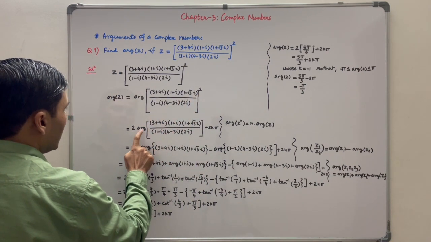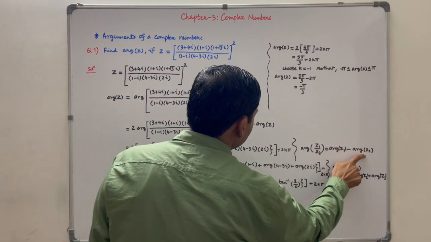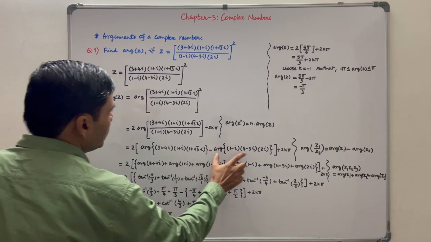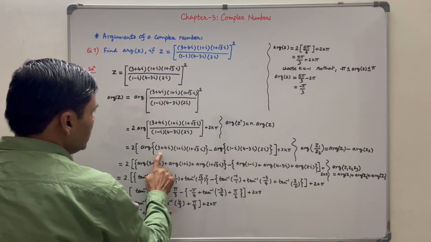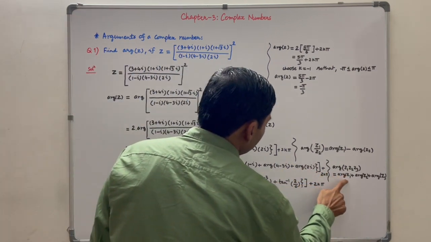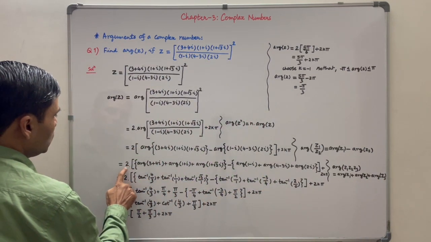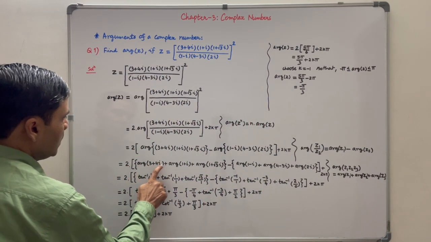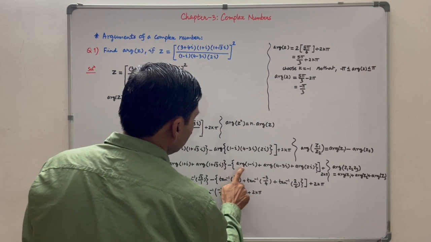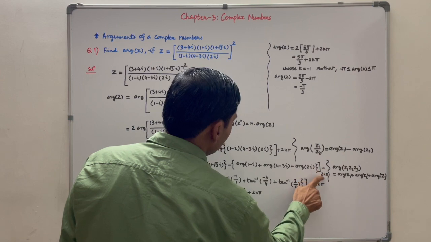Now this is in the form argument of z1 upon z2, which is equal to argument of z1 minus argument of z2. So we can write argument of numerator minus argument of denominator. Now these are in the form argument of z1 z2 z3, which is equal to argument of z1 plus argument of z2 plus argument of z3. So we can write this as 2 into [argument of (3 plus 4i) plus argument of (1 plus i) plus argument of (1 plus root 3i) minus argument of (1 minus i) plus argument of (4 minus 3i) plus argument of 2i] plus 2k pi.